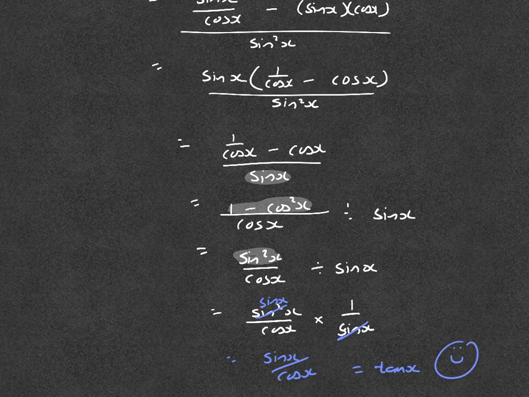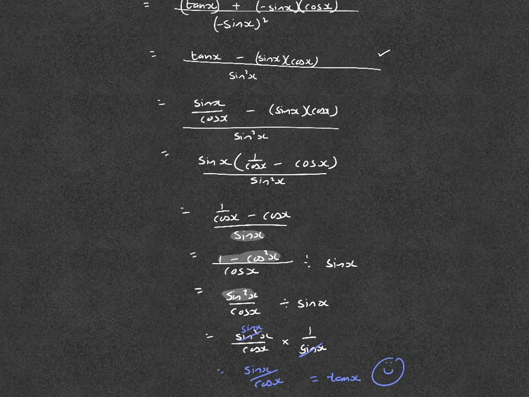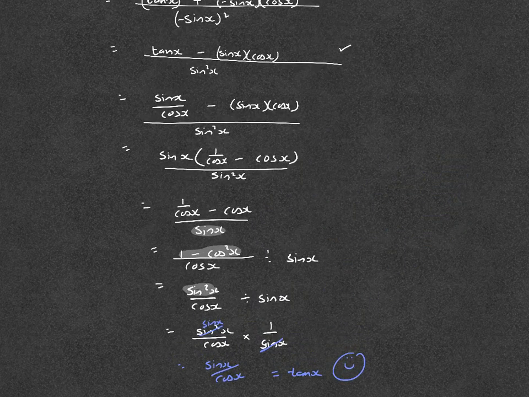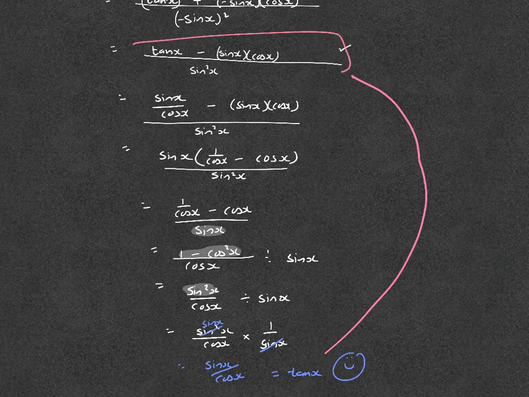So it's totally fine if you left your answer all the way back there, just for now. But I just wanted to show you that tan x is the same as all that: tan x times minus sine x over cos x divided by sine squared x. We're going to do a bit of manipulation a bit later.